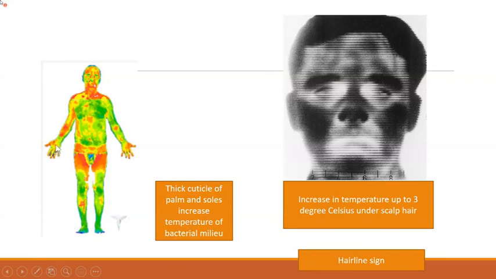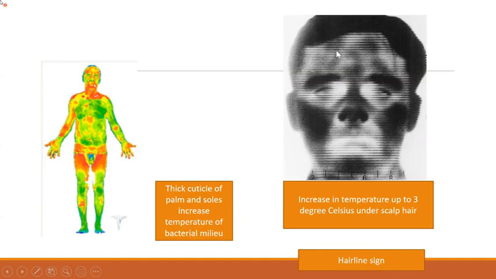In the hand, the palms are not the coolest. Just proximal to the palm, the area of the forearm and back of the forearm are the coolest areas, because the thick cuticle of the palm and soles increases the temperature of the bacterial milieu in soles and hands. Therefore, these are spared till late in the disease. A similar thing in leprosy is seen over the face. In the thermography, these light areas are warmer areas and dark areas are the cooler areas. So these cooler areas are involved first.